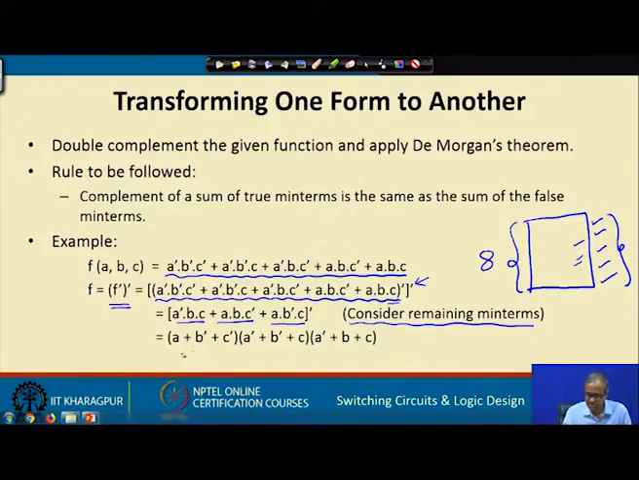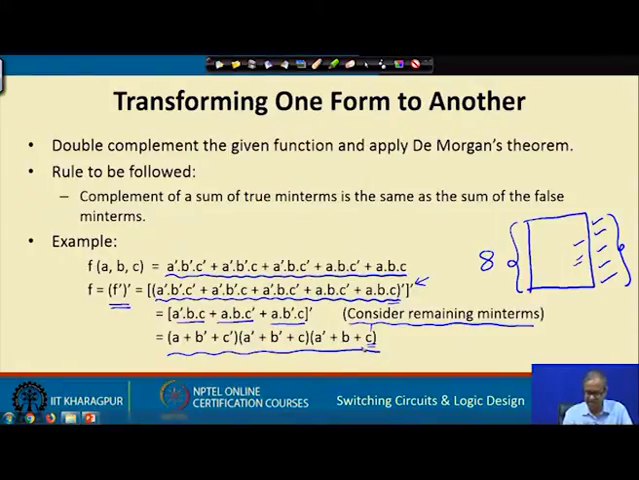So, if you do this, now you apply De Morgan's law straight away. This a bar b c becomes a plus b bar plus c bar, plus becomes and, a bar b bar c, plus becomes and, a bar b c bar. This will be c bar, sorry, this will be c bar, fine. So, like this you can convert a canonical sum of product expression to a canonical product of sum expression.